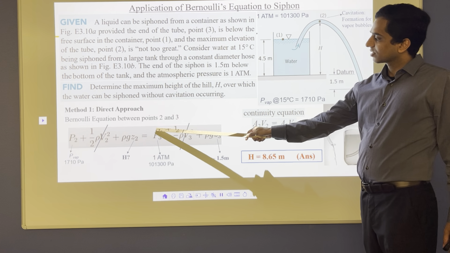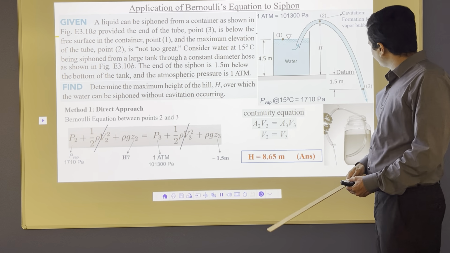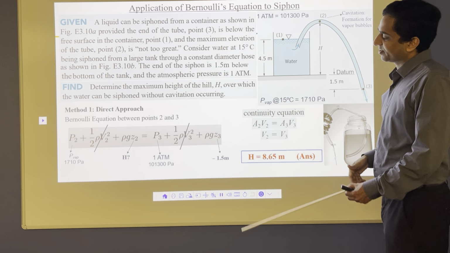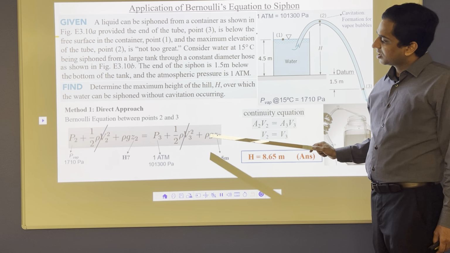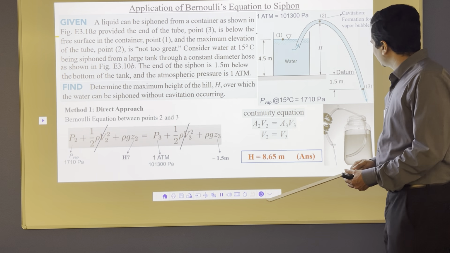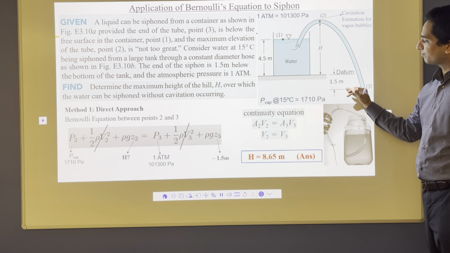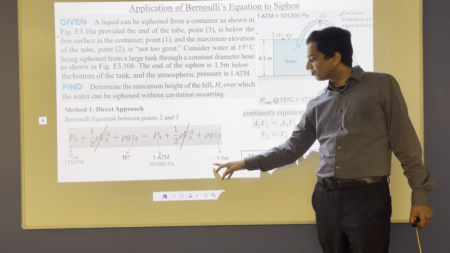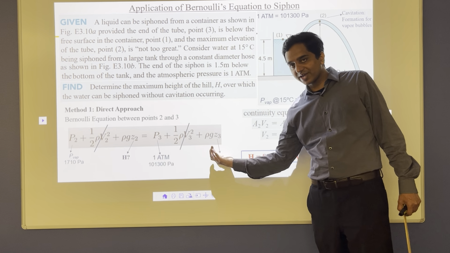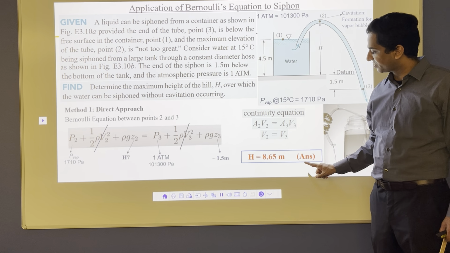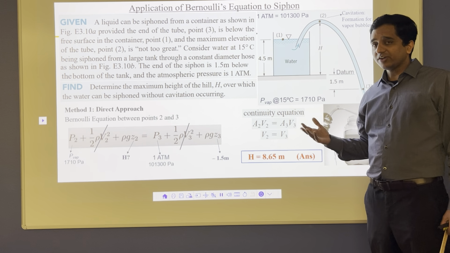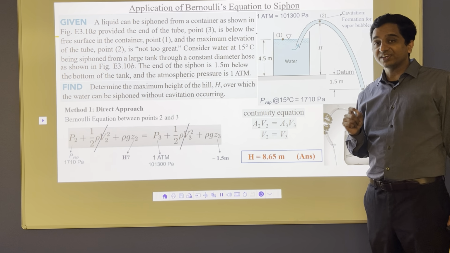P3 is the atmospheric pressure here. I'm going to put that atmospheric pressure there. And then this Z3 is 1.5 below datum, so I'm going to apply a minus sign. So minus 1.5, I'm going to put that. I'm going to solve my equation. And once you solve this equation, you will get 8.65 meter height. Now, when you study for this kind of problem, do not read the problem.